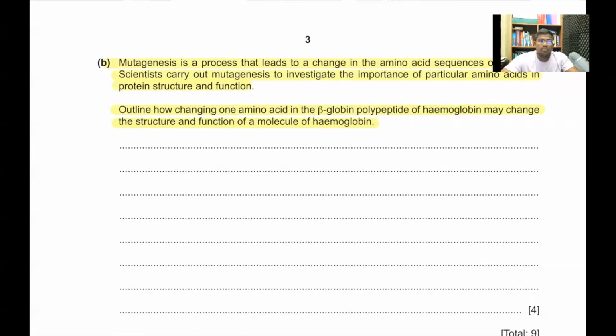So if one of the amino acids is changed, then it may prevent the formation of certain bonds between the R groups, and it can also change the secondary, tertiary, and quaternary structure, because of the interaction between alpha globin and beta globin. It can also change because of the interaction between the R groups. The change in one amino acid may change the ability of the hemoglobin to bind to oxygen and carbon dioxide.